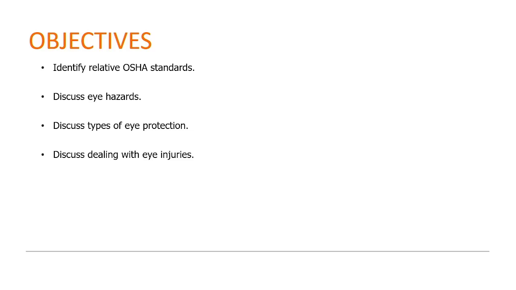Here are the objectives of today's training. We're going to identify some of the relevant OSHA standards and how they apply to eye protection, discuss some of the hazards related to eyes, what types of eye protection you need, and then what do we do whenever we have an eye injury? How do we deal with that? We're going to talk about that today.